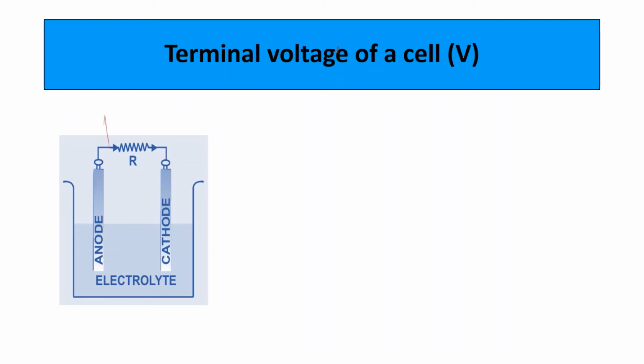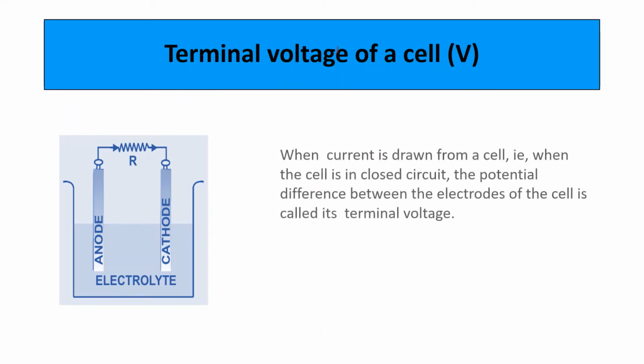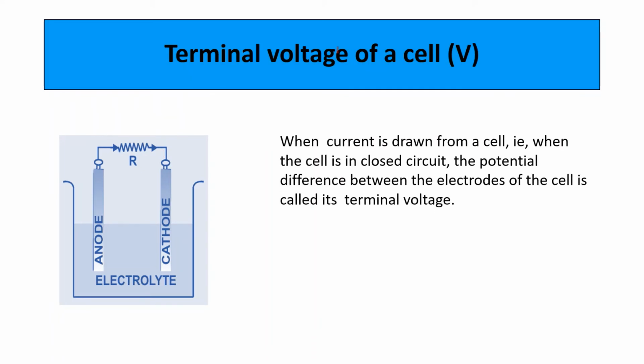The voltage across this external resistor is called the terminal voltage or the potential difference. E is equal to IR, if I is the current flowing in the circuit. When current is drawn from a cell, that is, when the cell is in a closed circuit, the potential difference between the electrodes of the cell is called its terminal voltage.